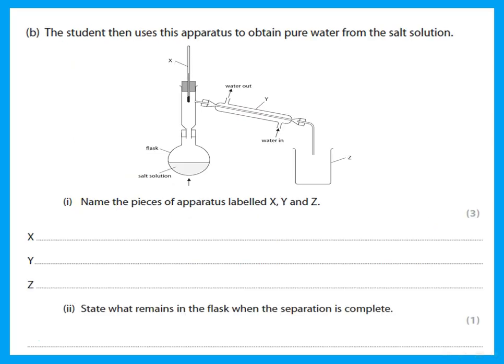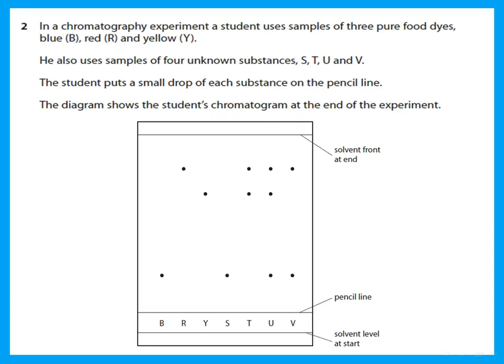The student then uses this apparatus to obtain pure water from the salt solution. So she does this simple distillation, and he says, name the pieces of apparatus labeled X, Y, and Z. So what is X? You should know X is thermometer. Y, where is Y? Y is the condenser. Z is a beaker. State what remains in the flask when the separation is complete. Of course, if I have a salt solution, the distillation removes the water into the beaker, and I'm left with salt in the flask.